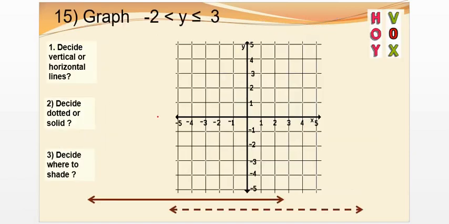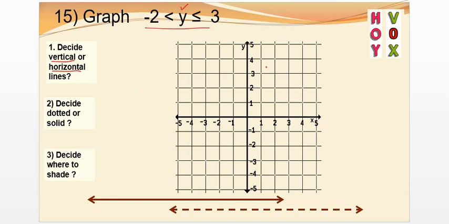So let's start with the questions. This is question number 15 from the book. These are the three main questions that you have to ask yourself. What is the first question? By looking at the inequality, you have to decide: is it going to be a vertical line or a horizontal line?